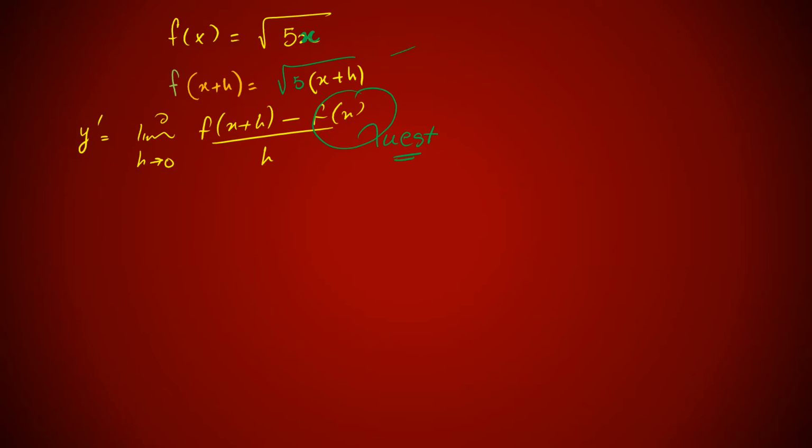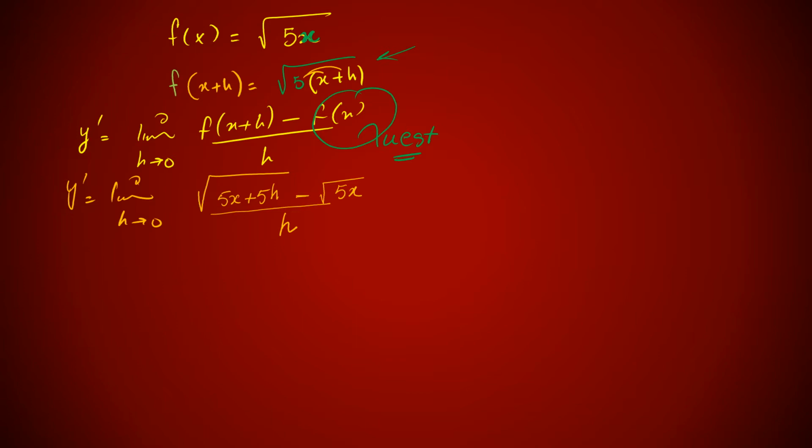So where is f of x plus h? This is our x plus h. So we will write here limit h approaches 0. In place of f of x plus h, we will write square root of, and open the bracket, inside the radical sign 5x plus 5h, then minus our quotient, that is square root of 5x, whole over h. Now you have noticed that we have square root functions.